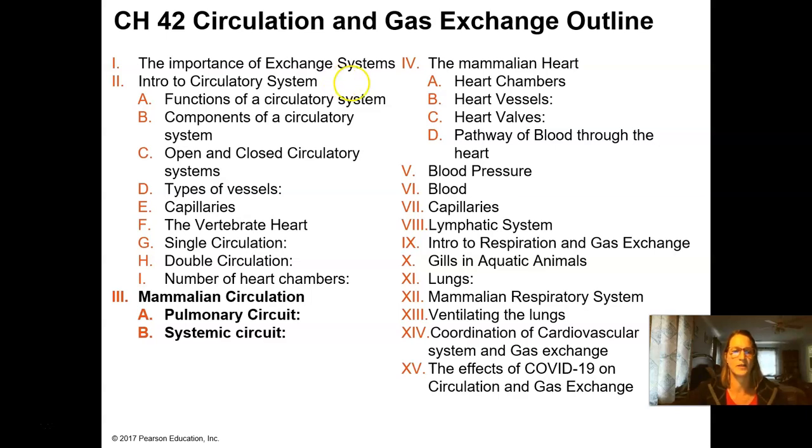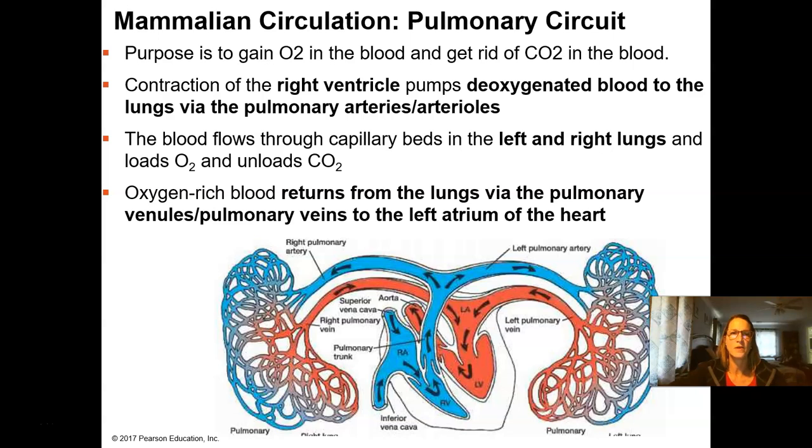So now we're going to focus more specifically on mammalian circulation. That will be double circulation, and we're going to talk about both the pulmonary circuit and the systemic circuit. Remember that for mammals, we have lungs. So the pulmonary circuit is going to go straight to the lungs, and the purpose is for deoxygenated blood to be pumped from the heart into the lungs, where the blood can gain oxygen and then be pumped back to the heart. So that's basically the entire pulmonary circuit.